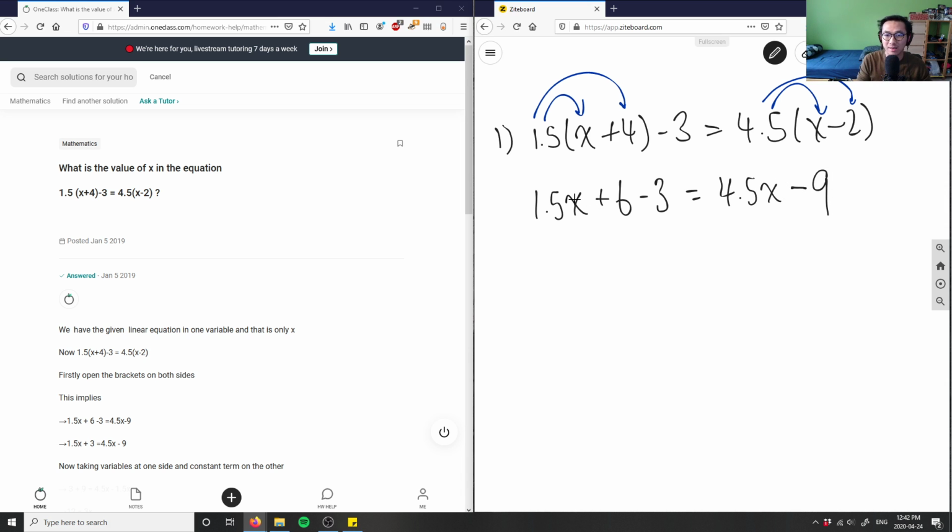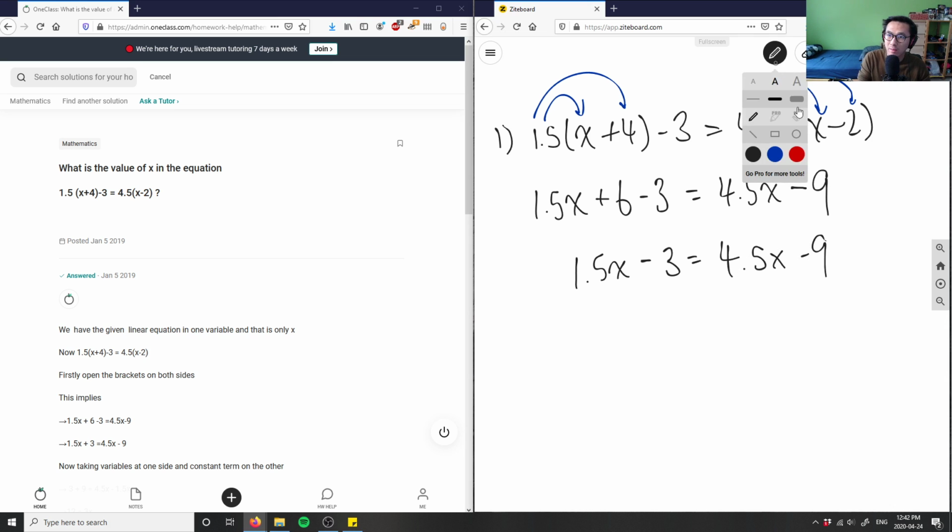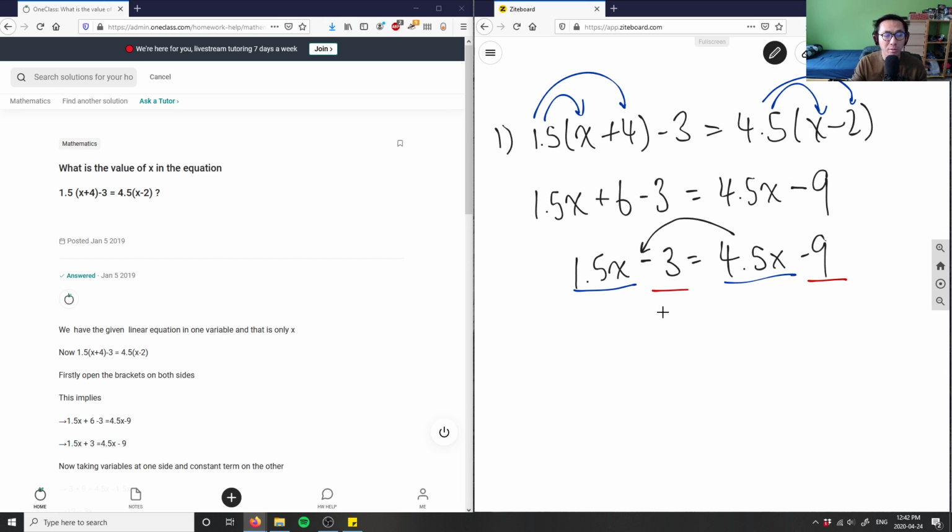So now I can collect like terms, right? I have 1.5x plus 6 minus 3. 6 minus 3 is simply 3 equals 4.5x minus 9. As you can see, I have common like terms 1.5 and 4.5 here, and then some constants, negative 3 and negative 9. I'm going to move the variable to this side. If I have positive 4.5x on this side, I'm going to subtract 4.5x from both sides. So I have 1.5x minus 4.5x minus 3 equals negative 9. 1.5 minus 4.5 gives me negative 3. Negative 3x minus 3 equals negative 9.